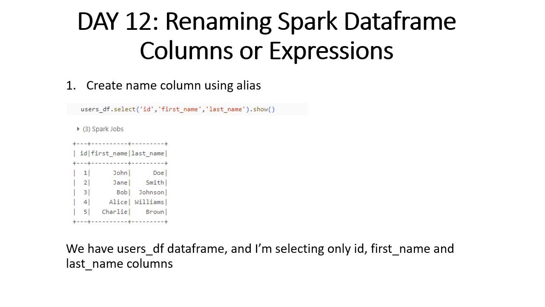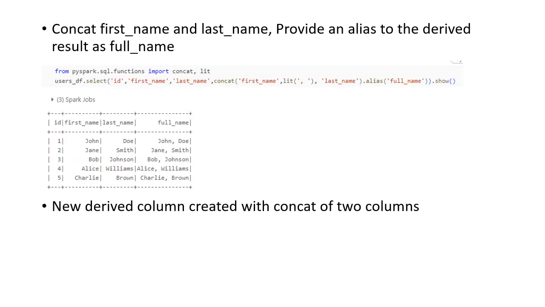So first we have a users_df which has columns like id, first name, last name, email, etc. I'm selecting only the required columns here, like id, first name and last name. If you can see the values here, we have 5 IDs and the corresponding first names and last names. Now I'm trying to create a new column which is nothing but full_name.